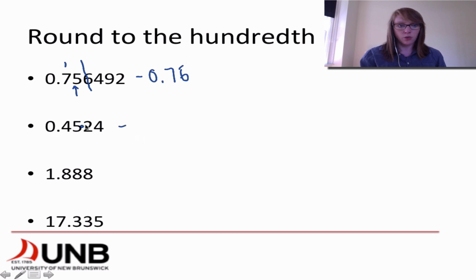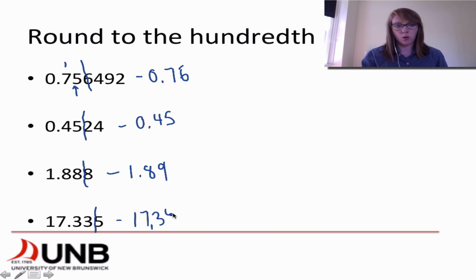We have 0.4524. We'll put a line right down the middle so that we can see where we're rounding. 2 is less than 5, so we're going to leave it at 0.45. 1.888. So let's draw our line again. We're looking at this 8. It is going to bump this number up because it's 5 or greater, so our number is going to be 0.89. And this one here, we have a 5, so it's 5 or greater. We're going to bump this up, so our number is going to be 17.34 to the 100th position.